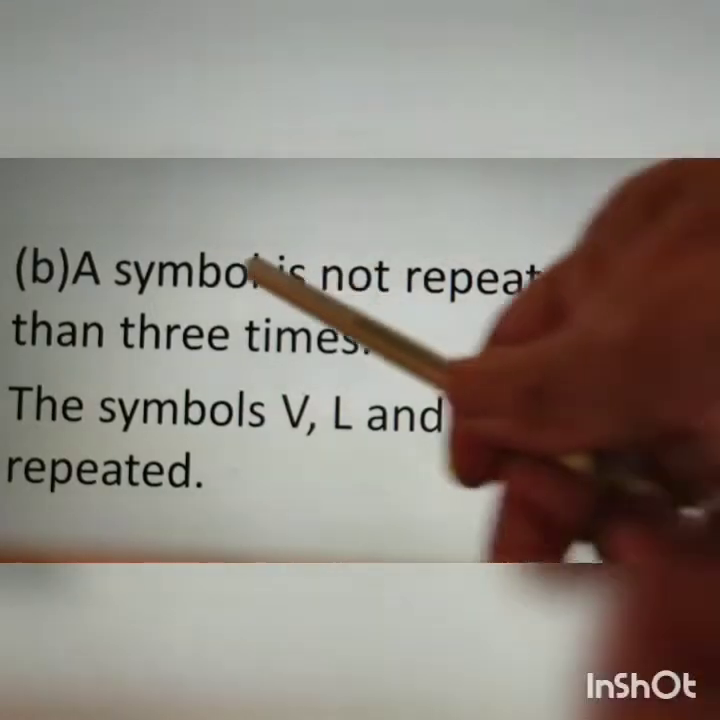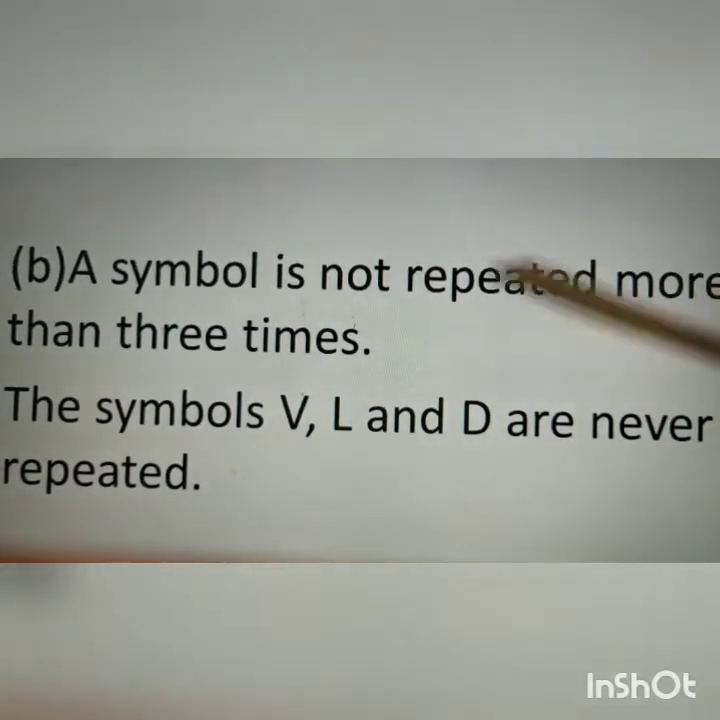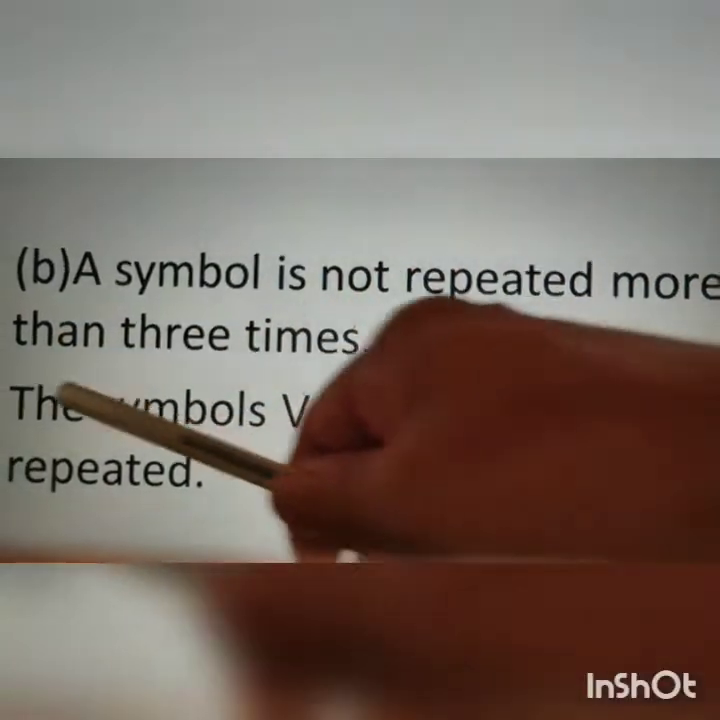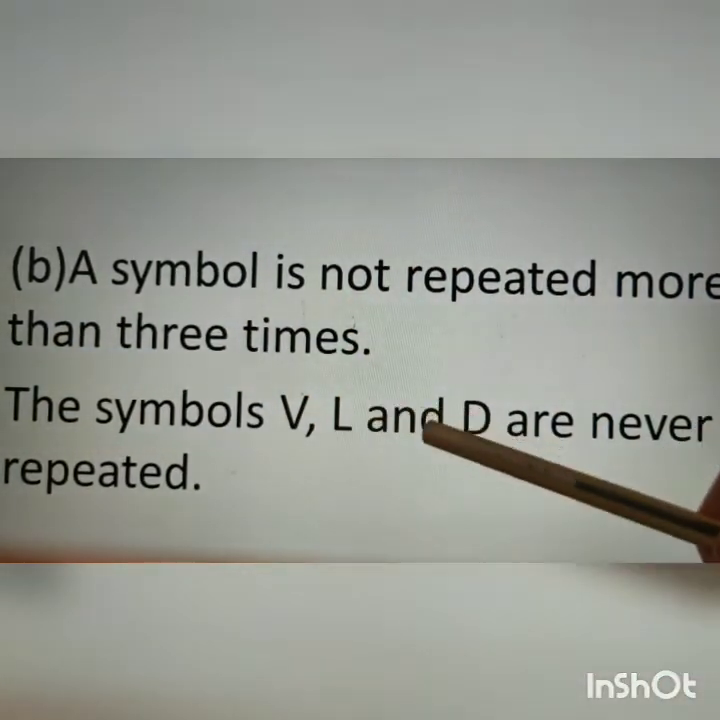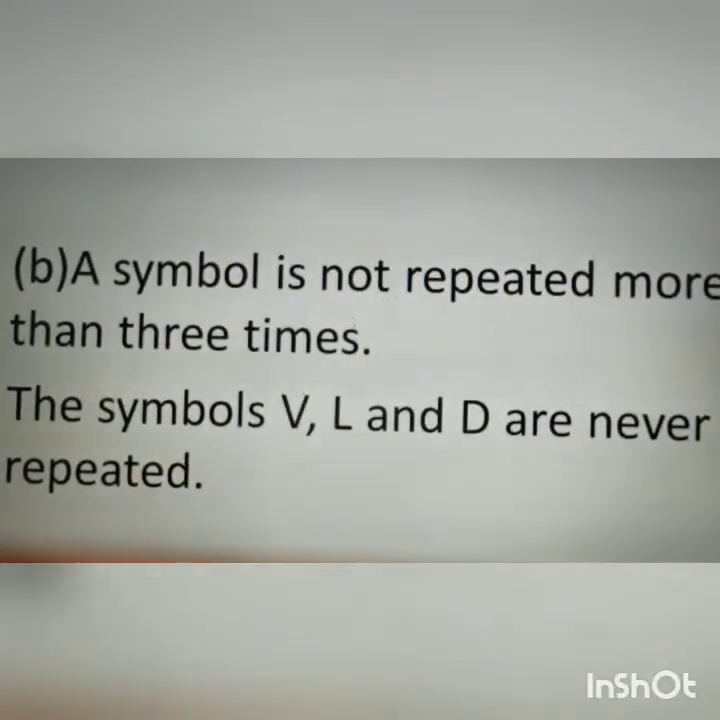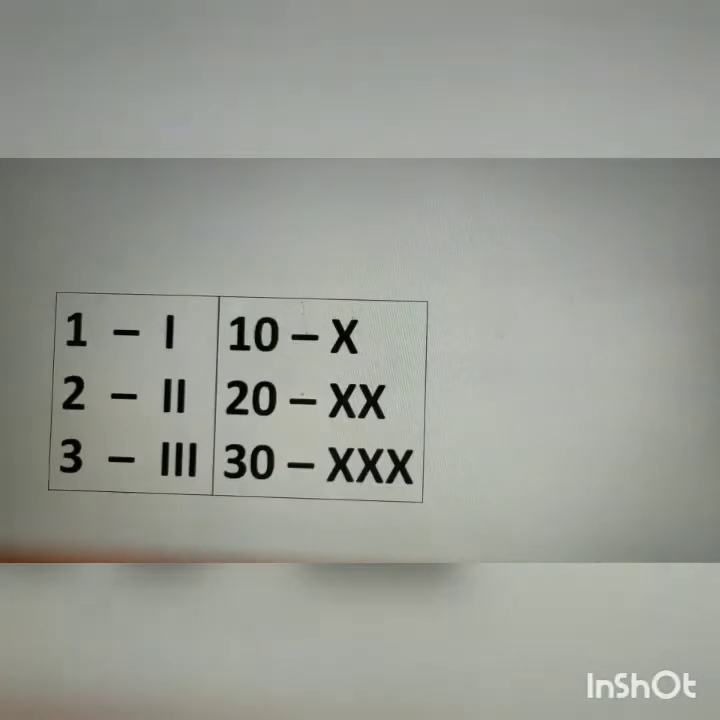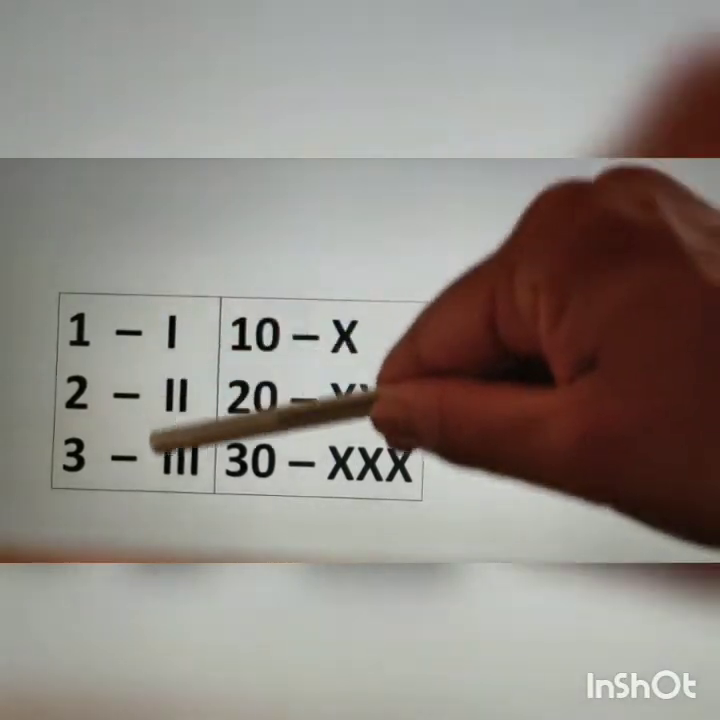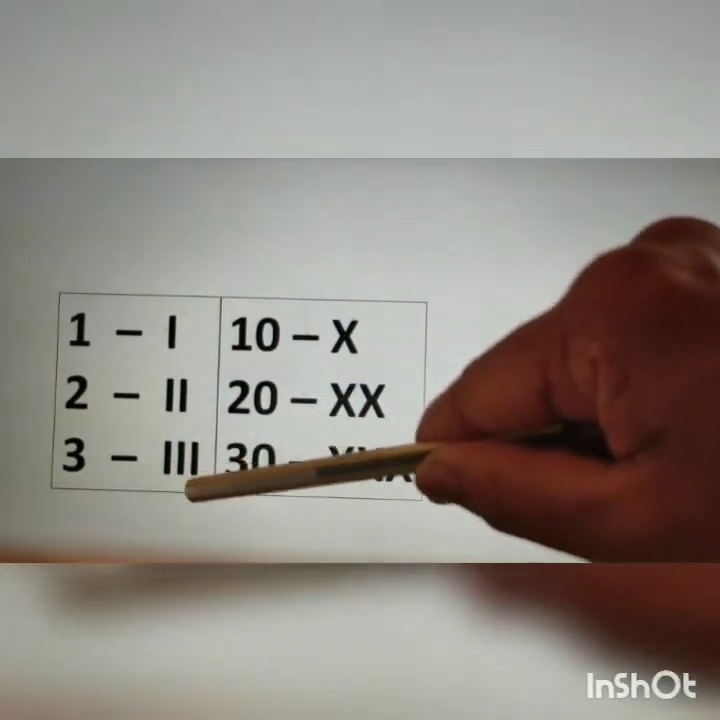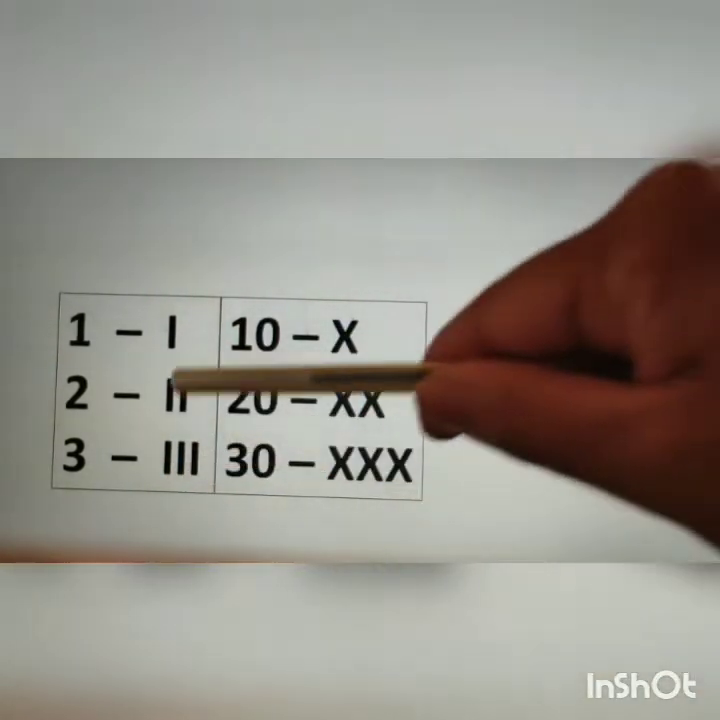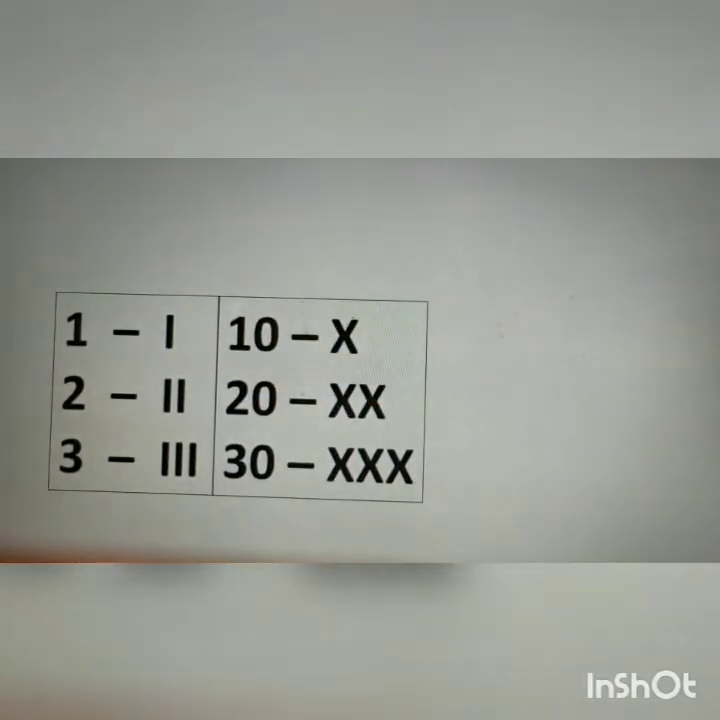Second rule: a symbol is not repeated more than 3 times. The symbols V, L and D are never repeated. In the previous example, we have seen the alphabet repeating 3 times, not more than 3. And L, V and D are not repeating.